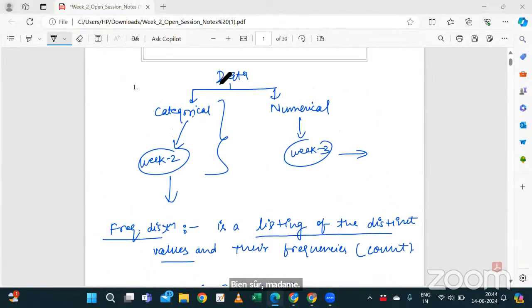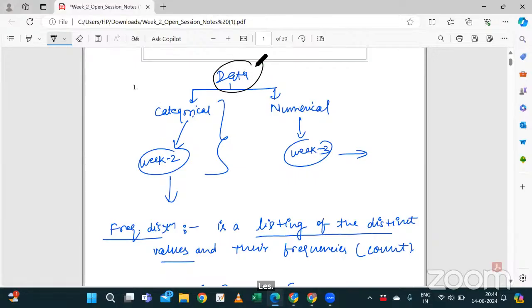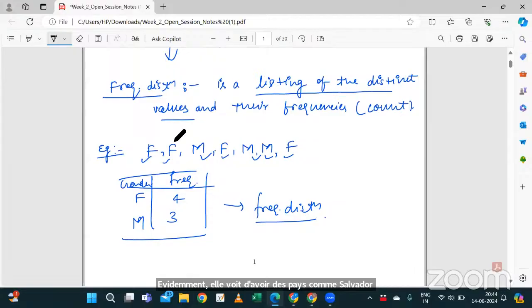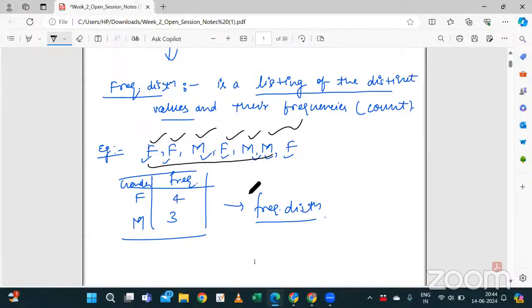Okay, so data is nothing but whatever facts, images, or things you are observing. Now, frequency distribution is nothing but this: suppose you went to a society or a street where there are 2 or 3 houses and you count the number of females and males, and you got this observation. So frequency distribution means you have two different categories, female and male. For female there are a total of 4, and for male it's 3, right?